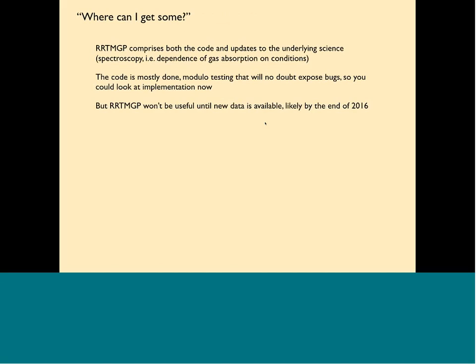Okay, so our code is essentially done. I wanted to say that RRTM-GP as a package comprises two things. It comprises the code, but it also comprises this data. And so you can think of new data as being updates to the science, to the spectroscopy that we need. The code is mostly done. We have to begin really stress testing it and try to break it, and that will no doubt expose bugs. But certainly the interface layers and the sort of layout is essentially fixed. It won't really be useful until the new spectroscopic data is available, and that I would say we expect by the end of this calendar year.